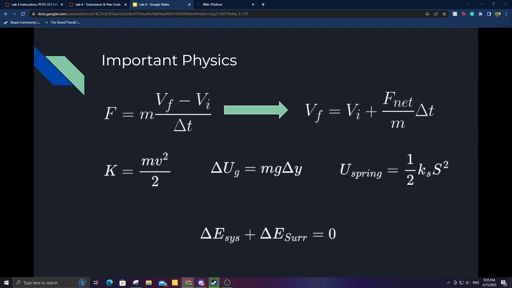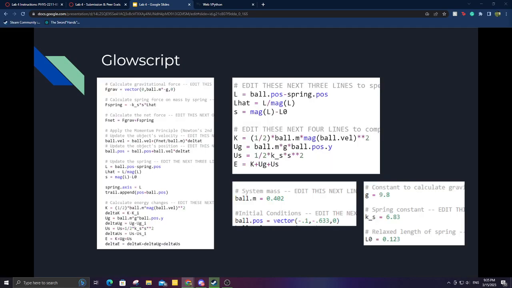The next set of essential formulas are from the energy principle. We needed to predict all the energies acting on the system, which included kinetic, gravitational potential, and spring potential. Finally, although not shown, I used the Earth's gravitational force formula and spring force formula to calculate net force for the model. Now I'd like to do a quick overview of my most essential changes in GlowScript.